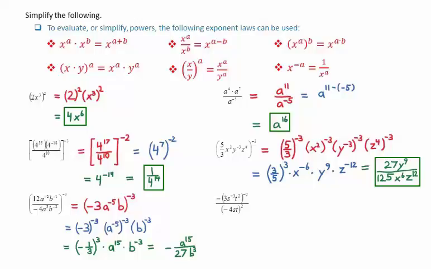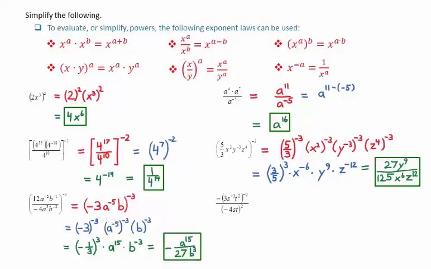For our final answer, the a to the 15 stays on the top of the fraction. Note that the b cubed on the bottom is because the b had a negative exponent. Also, the 27 on the denominator comes from taking negative 1/3 and cubing it, giving us negative 1 over 27.